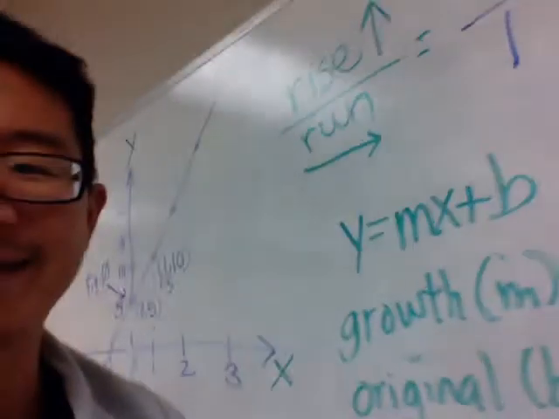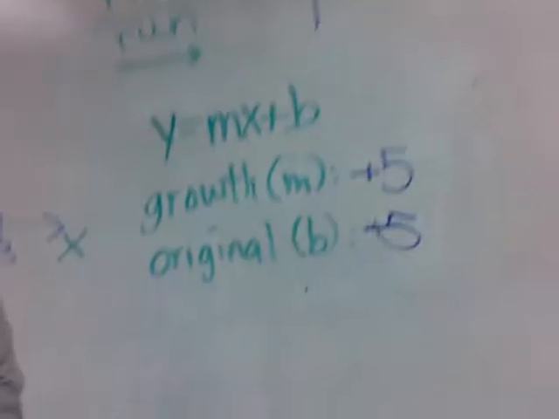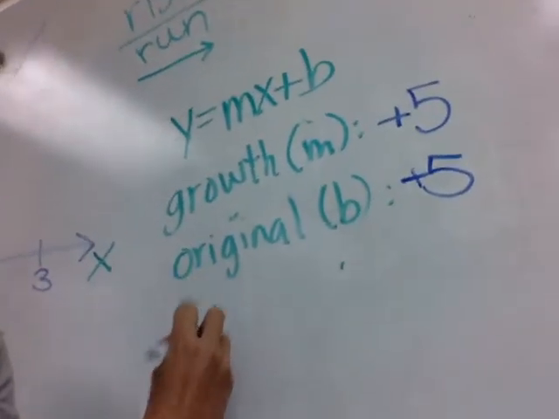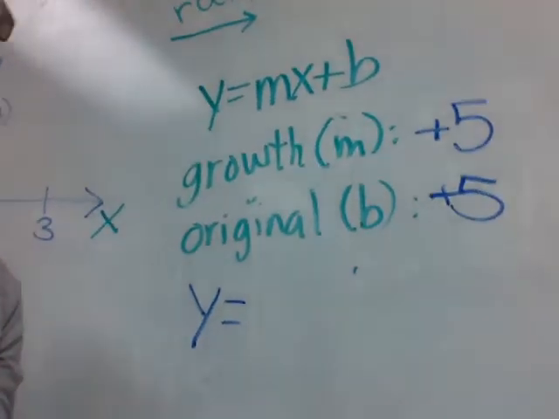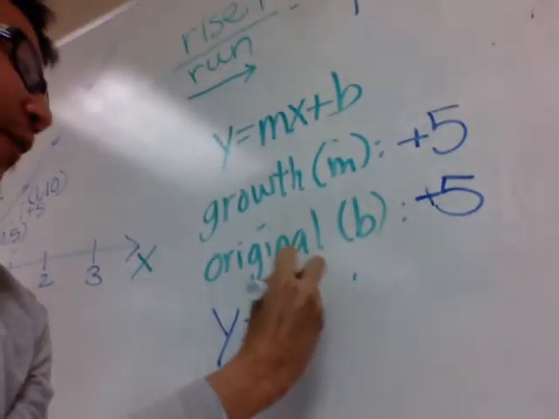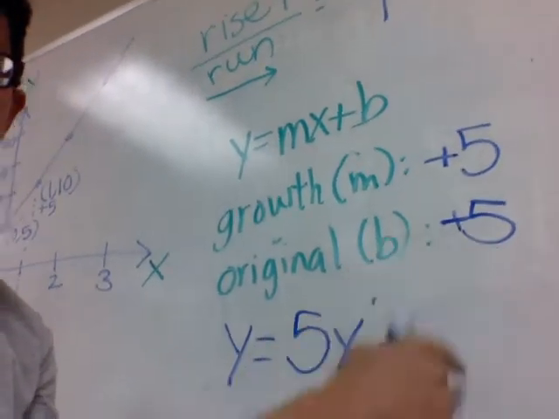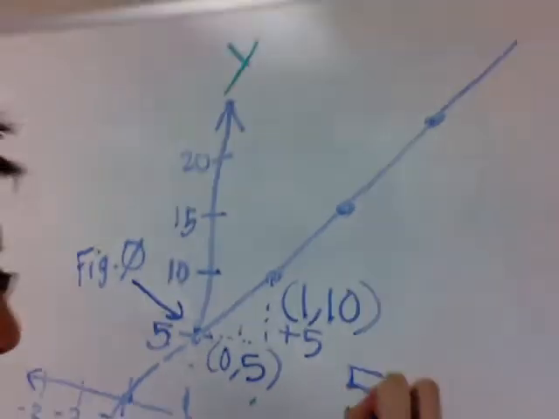Boom. Okay. Now that I got those, I can actually write a linear equation in the form of y equals mx plus b. In this case, I'm going to write y equals, so for any number of blocks in figure x, there's going to be 5 times the name of the figure plus, using the y-intercept, 5. So the equation that was created for this slope was y equals 5x plus 5.